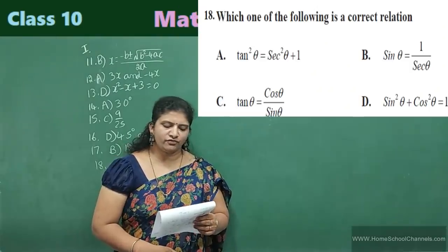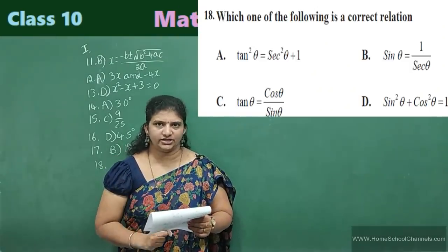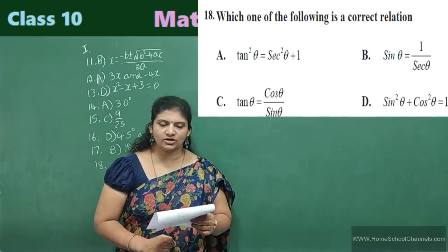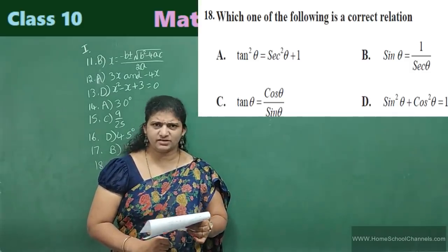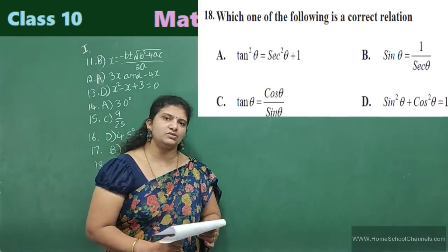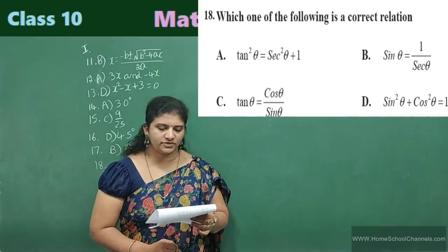18th one, which one of the following is a correct relation? Let's go with the options. Option A, tan square theta is equal to secant square theta plus 1. Is it right? No. Tan square theta plus 1 is equal to secant square theta. So this is a wrong option.